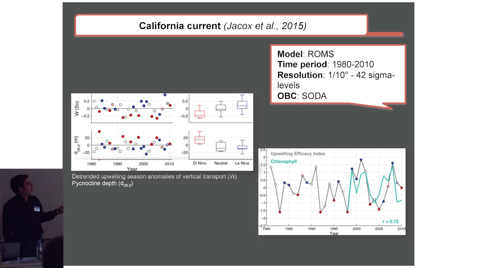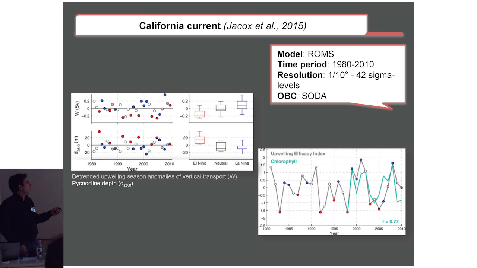The same model, the same simulations, there were also some studies about the upwelling dynamics related to the El Niño events. To reproduce this upwelling dynamics in a local domain like that, we need really to downscale from large-scale simulations. And then this is an example with the vertical transport related to the upwelling. And this is the pycnocline depths. And then you see in red the El Niño events, the blue the La Niña.